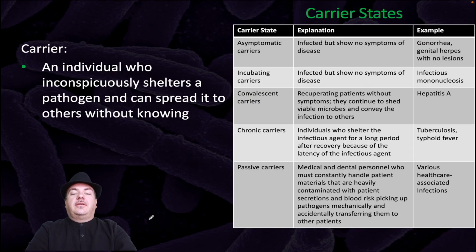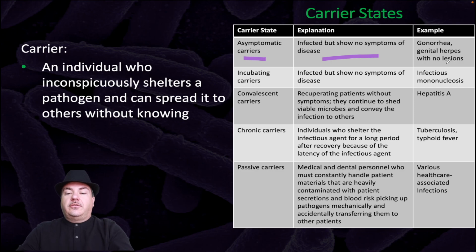A carrier is an individual who inconspicuously shelters a pathogen and can spread it to others without knowing. You can have asymptomatic carriers. They're infected but show no symptoms of disease, for example gonorrhea, genital herpes with no lesions. You can have incubating carriers. They're infected but show no symptoms of disease yet, for example infectious mononucleosis.